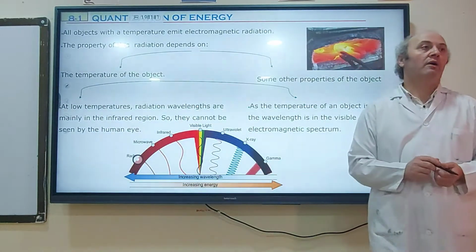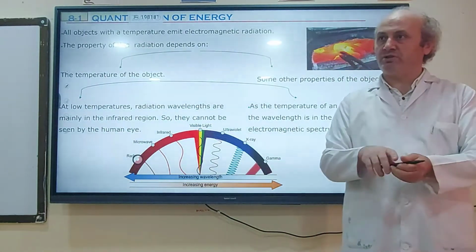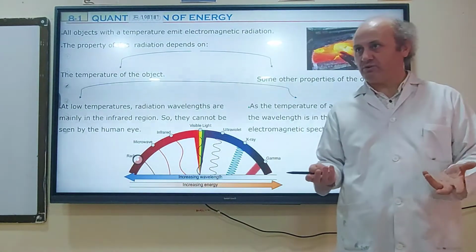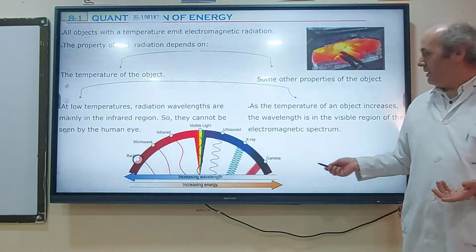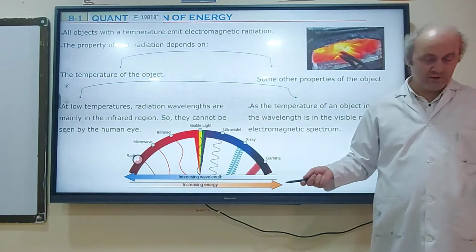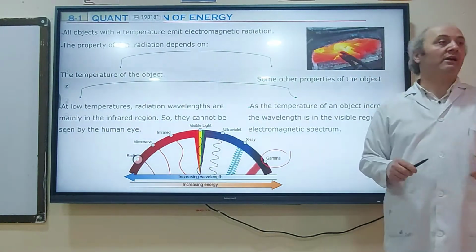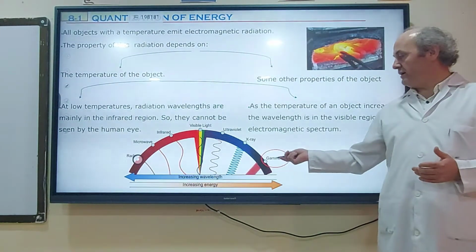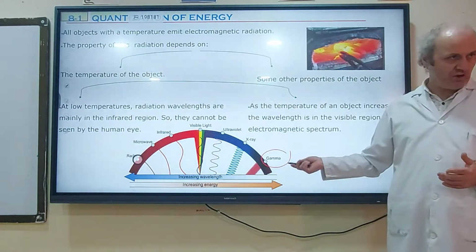X-rays are used generally for taking pictures of the human body if there's some broken arm or something like this, so you can see them very easily. But because they have very big energy, you shouldn't use it so frequently. Gamma rays are the electromagnetic waves with the highest energy. They appear as a result of some nuclear reactions, gamma rays.